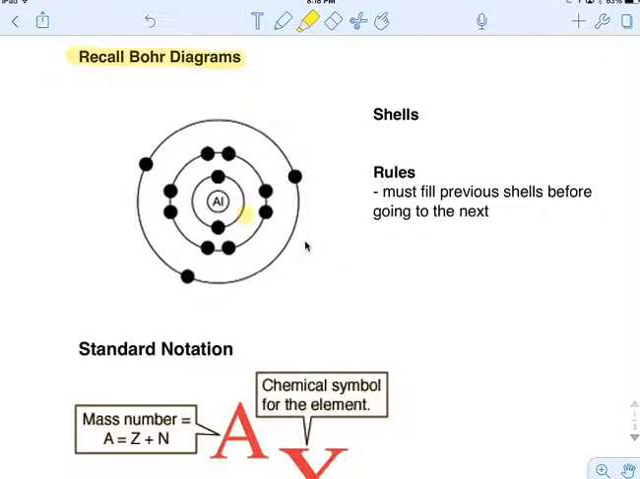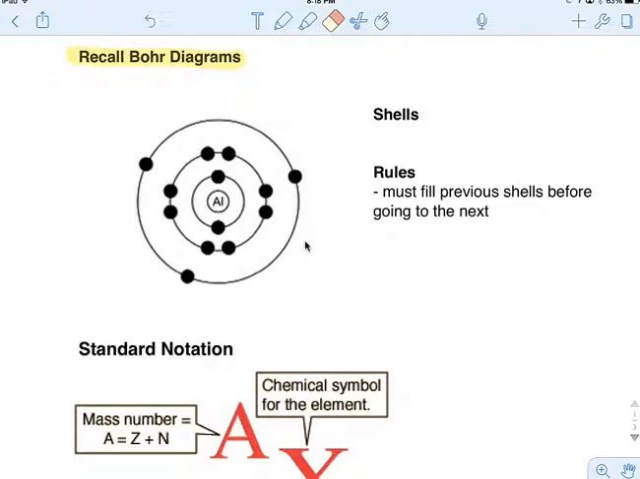You'll notice that there are 3 shells. I'm putting dots on each of them as we speak. The innermost circle is not a shell. The innermost circle is your nucleus. Okay, so that does not count as a shell.